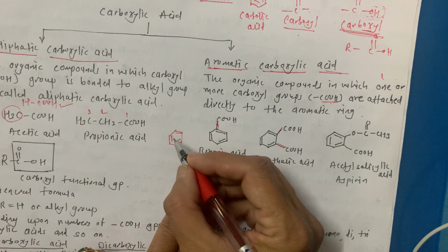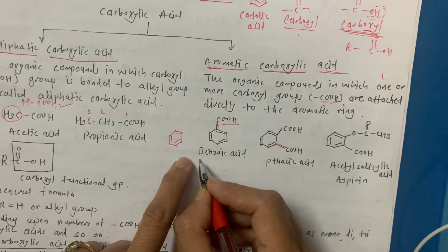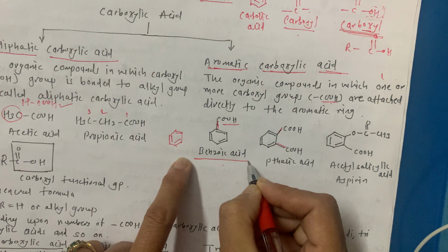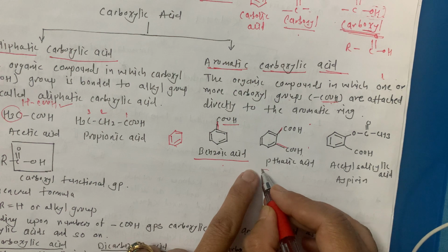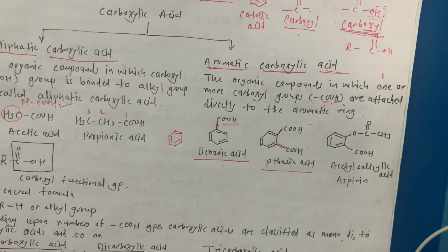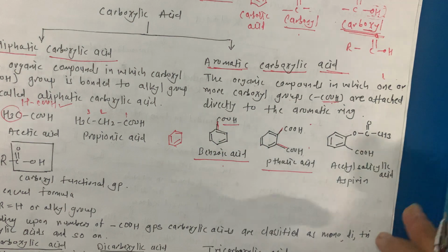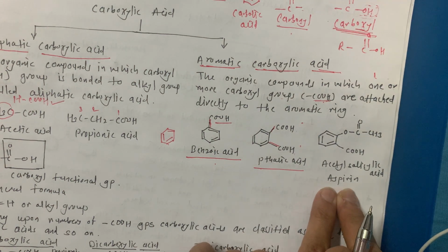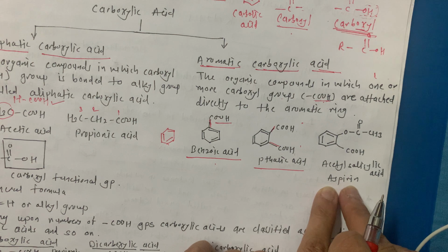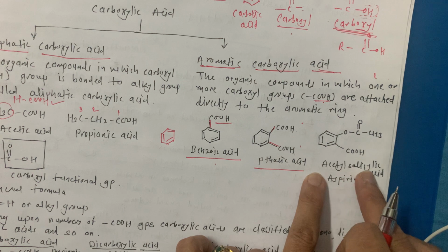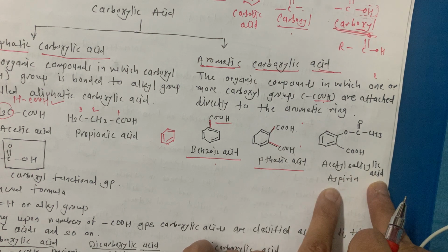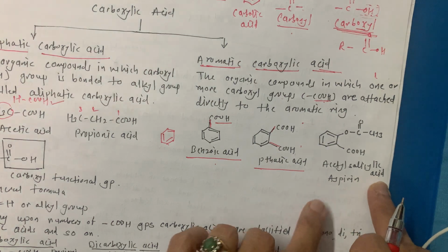First one is the benzene ring with a carboxylic acid, so this is known as benzoic acid. This is the benzene ring and there are 2 COOH, then this is known as phthalic acid. And this is a very interesting structure, aspirin. We know aspirin, we use this medicine very commonly. We can get it over the counter from medical stores. That is aspirin for headache, and this is known as acetyl salicylic acid.